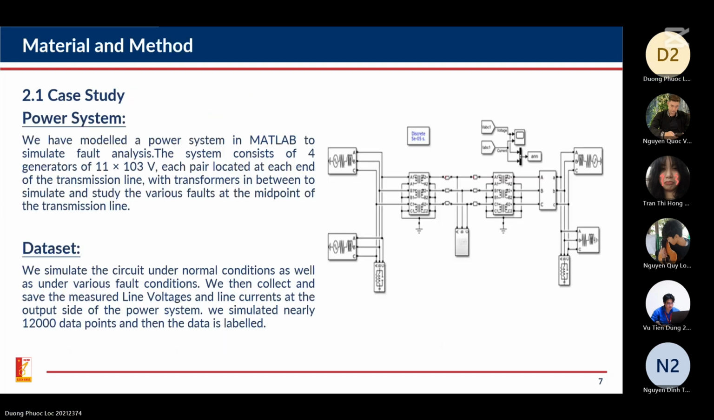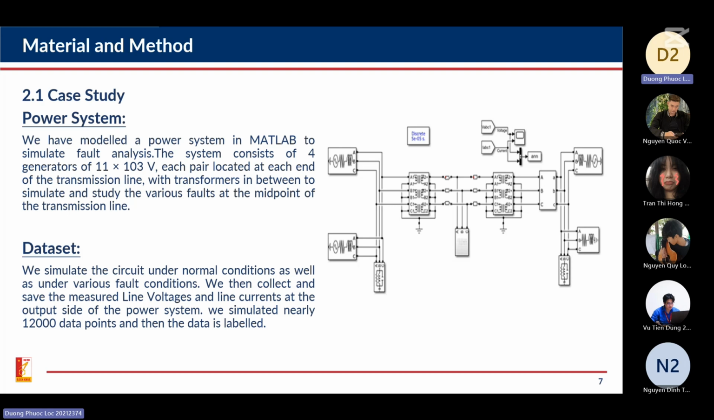So we come to materials and methods. First, I talk about the case study. We modeled a power system in MATLAB to simulate fault analysis. The system consists of 4 generators of 11,000 volts, each pair located at each end of the transmission line, with a transformer in between, to simulate and study the various faults at the midpoint of the transmission line.